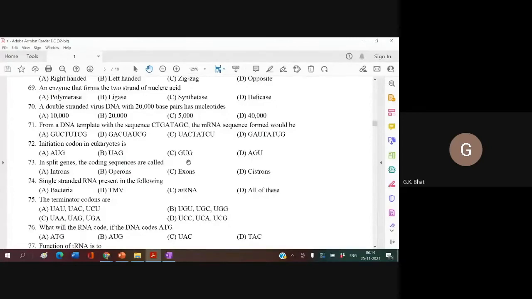Janani. Are you there? Yes, sir. Tell me answer quickly. How can it be? When it is C here on DNA template, what should be on mRNA? G. In the place of T, U. In the place of G, C. So we have here mRNA sequence.